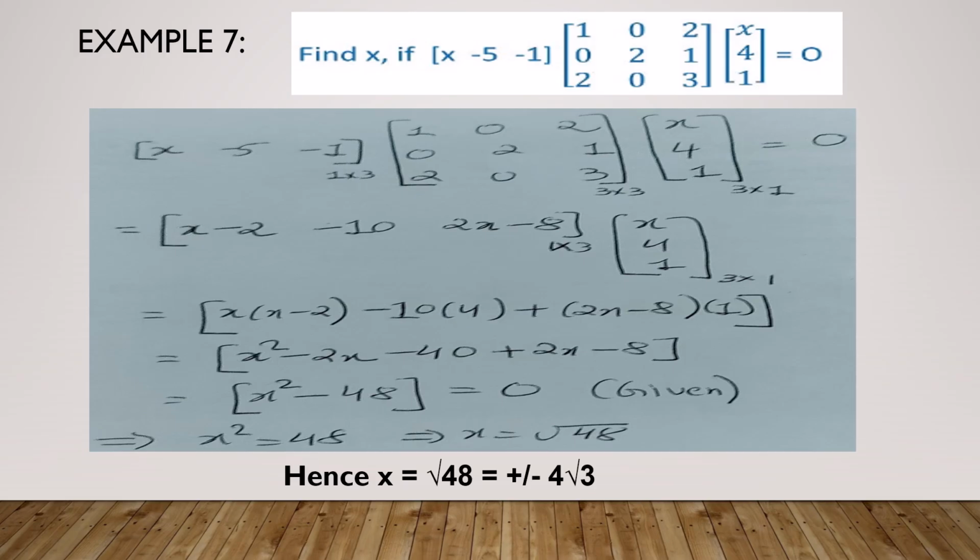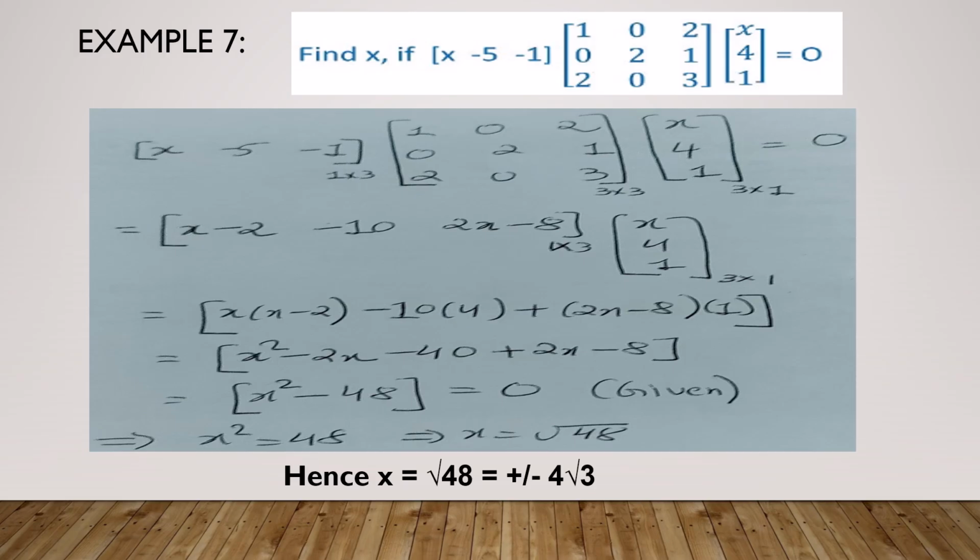So when you multiply a 1 cross 3 order matrix with a 3 cross 3 matrix, what do you get? A 1 cross 3 matrix, meaning just 1 row but 3 columns. So now take the row from the first one and the column from the second one. So x into 1 plus minus 5 into 0 plus minus 1 into 2. So that is x minus 2. Second element, x into 0 plus minus 5 into 2 plus minus 1 into 0. So that is minus 10. Third element, x into 2 plus minus 5 into 1 plus minus 1 into 3. Correct? So that is 2x minus 8.